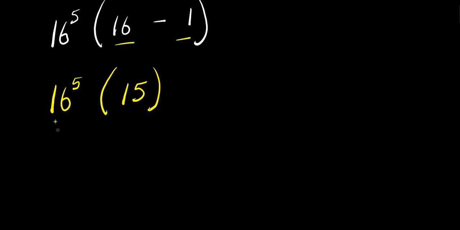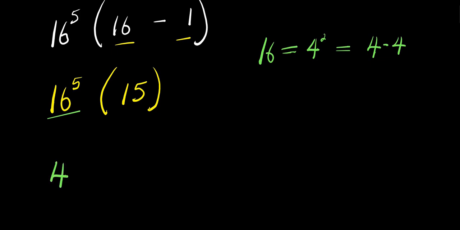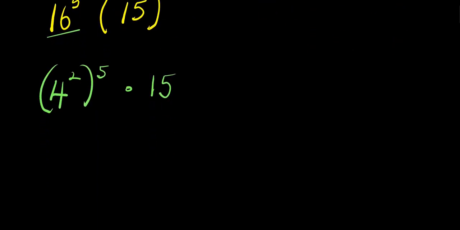So from here, 16 is a perfect square, which is 4 power 2, and that is 4 times 4. So I'm going to have 4 power 2, that is 16, raised to the power of 5 times 15. From here, I multiply this exponent 2 times 5, that is 10. I have 4 power 10 times 15.